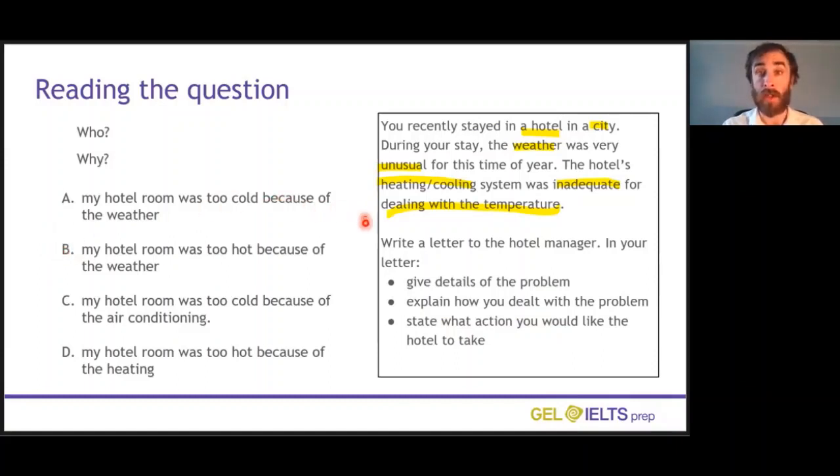I also need to include the 3 bullet points in the question. So give details of the problem. This is when I explain when I arrived, how long I stayed for, and what my experience with the weather and my room was. I need to explain how I dealt with the problem. Did I try to fix it? Did I open a window? This is where I'd also talk about my experience dealing with the staff. Were they helpful or unhelpful? And then state what action you would like the hotel to take. This is where you politely explain what you want them to do about it. Would you like a refund? Would you like them to fix the problem in the future?